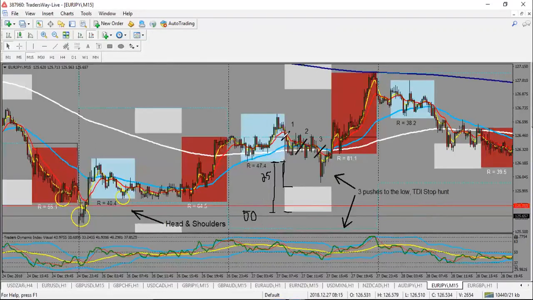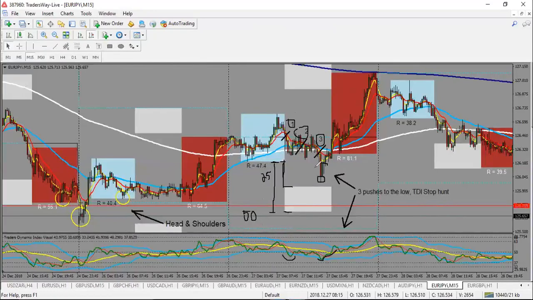Now, 1, 2, 3. Notice the 3 pushes to the low. TDI stop hunt, look. Outside the volatility band, comes back in, taps the volatility band, and trades away from it like that. Look at this pin right here. And then we had half a railroad track right there. We enter into this trade.